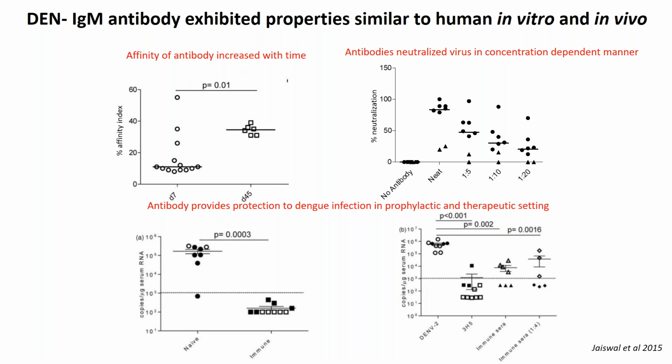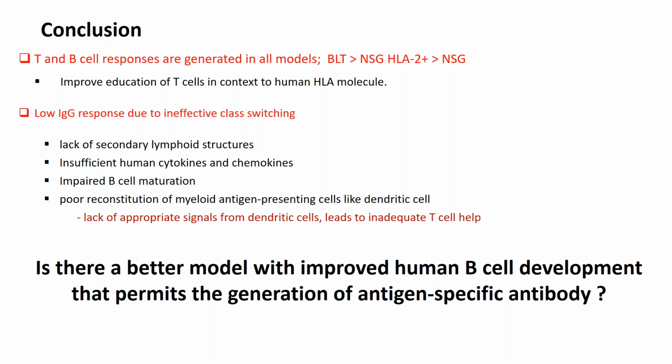The figure on the right shows a therapeutic transfer study where the animals were first infected with dengue virus, and then they were passively transferred with dengue antibody, where 3H5 is a dengue specific monoclonal, and the other two were immune sera, either neat or 1:4 dilution. Again, the animals which were treated with dengue specific antibodies had a lower viral load compared to the untreated animals, suggesting that the antibodies generated in these animals have neutralization capacity similar to what we see in humans.